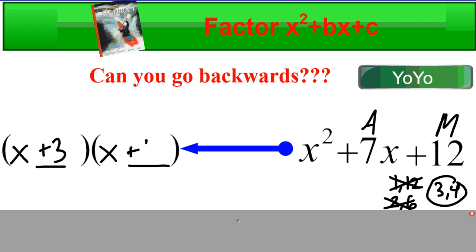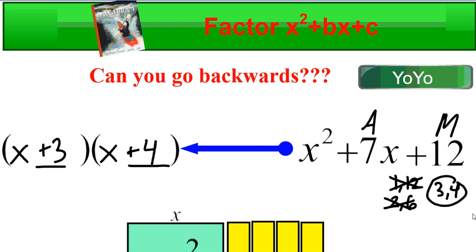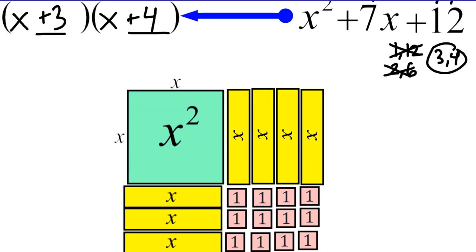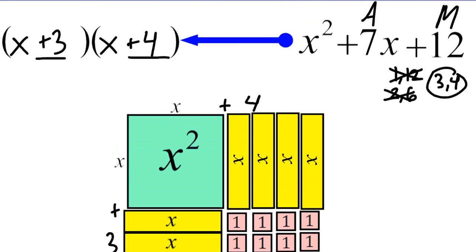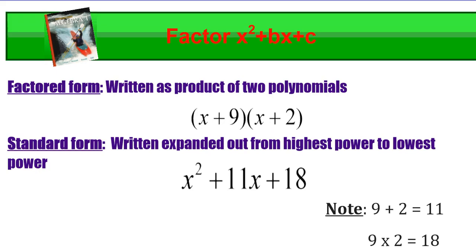X plus 3, x plus 4. Or you could write it the other way around. Doesn't matter. But there's what the tiles will look like. X plus 3, x plus 4. That's what would make x squared, 1, 2, 3, 4, 5, 6, 7 x's and 12 ones. So x plus 3 and x plus 4, or like I said, you could write it as x plus 4 times x plus 3. It'd be the same thing.